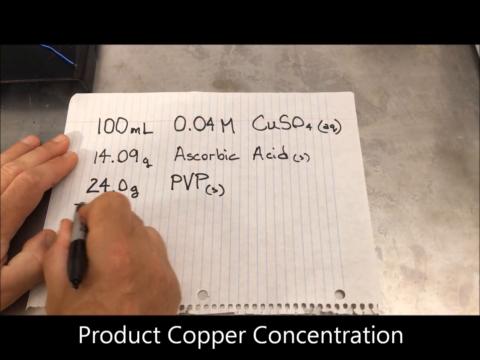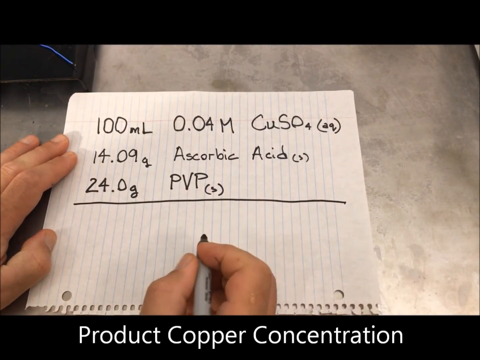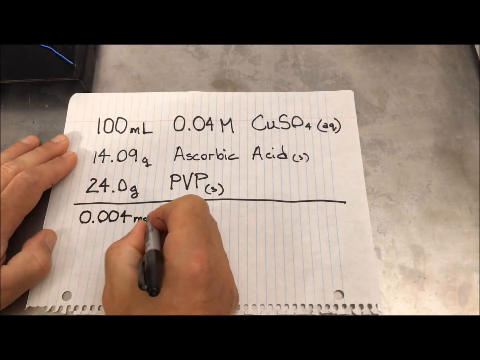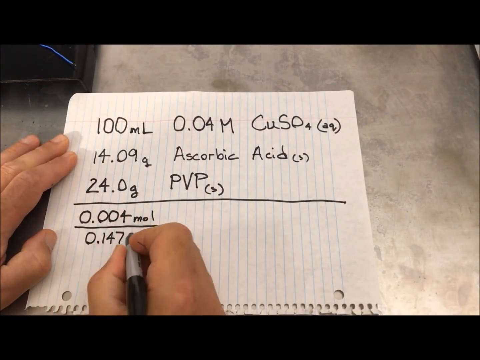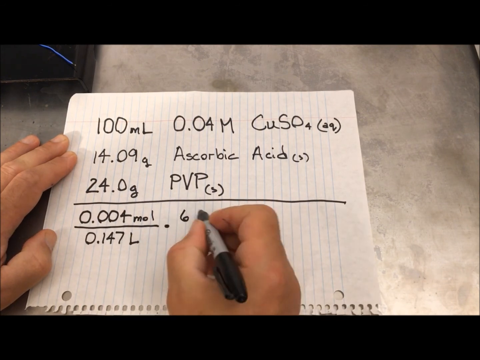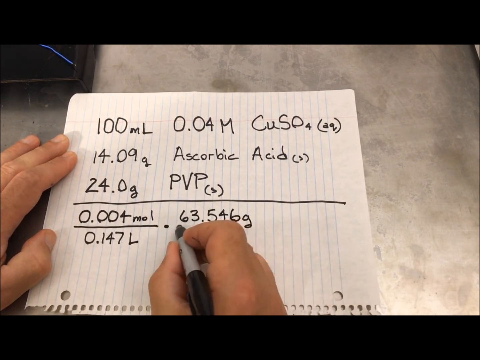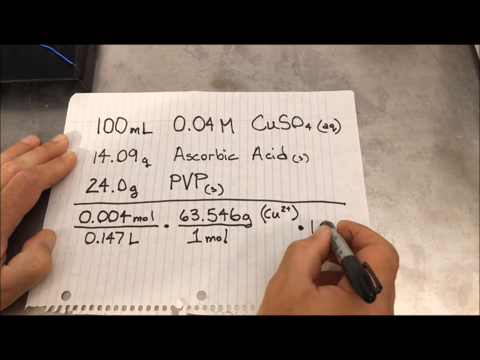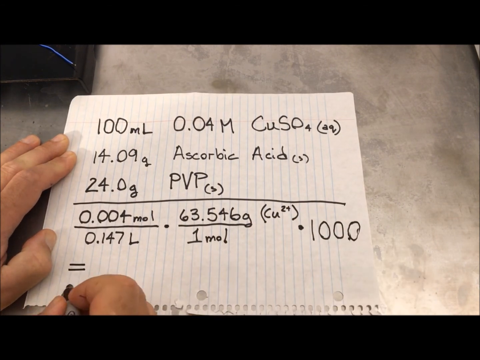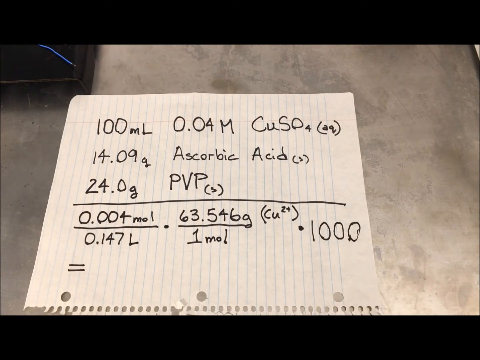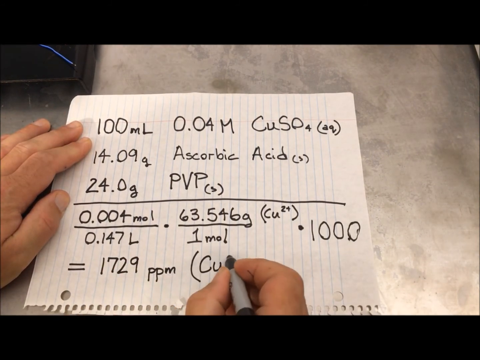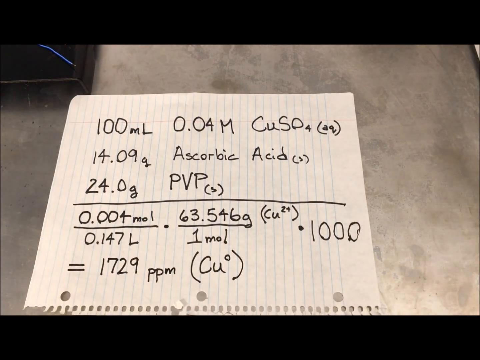So the last thing we need to calculate is the copper concentration, and we do that from the starting amount of copper 2+, the volume of the final product, and the molecular mass of copper, which here is about 1,729 parts per million. Let me just double check that.